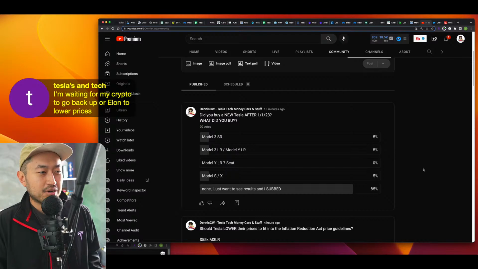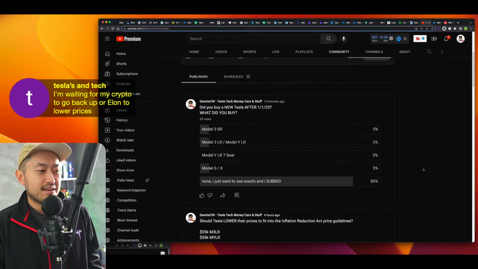We're going to give this a little bit and see what happens, but I can imagine it's going to be mostly Model 3 Standard Range, I would hope, because anything else wouldn't make sense. Unless you don't qualify for the tax credit and don't really care at the end of the day, then of course it doesn't matter.